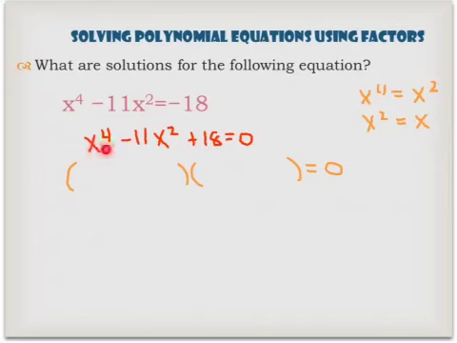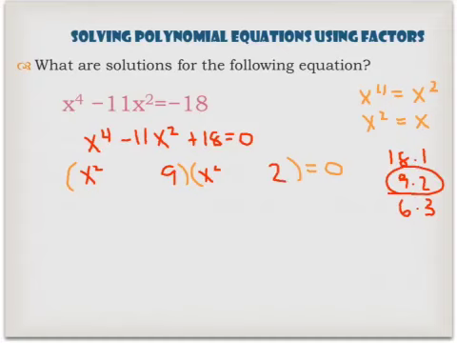So the factors of x to the fourth are going to be x squared and x squared. The factors of 18, well, that's 18 and 1. That's 9 and 2, and that's 6 and 3. Which one will add or subtract to give me 11? That's going to be 9 and 2. Same sign, both negative. Now the next step is to set each of these factors equal to 0 and solve.